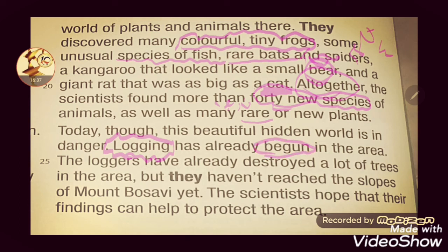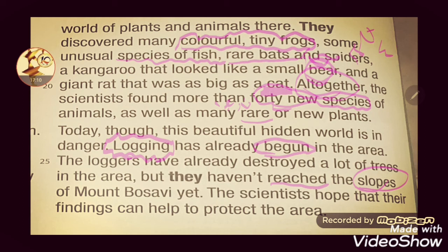In the area close to the rainforest, the loggers, the people who cut timber, have already destroyed a lot of trees in the area, but they haven't reached the slopes of Mount Bozave yet.